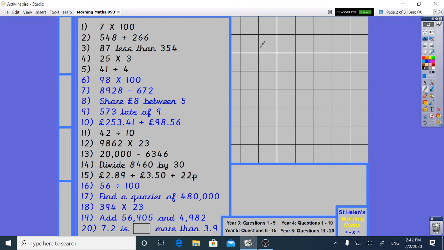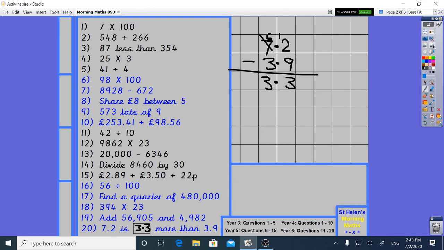And question 20. 7.2 is something more than 3.9. Well, to find this mystery, it's going to be a minus, so we're going to have to do that. But we must make sure our answer makes sense and that a minus was the correct thing to do. So we'll check that at the end. I can't say clearly enough that when you write something in one of these missing boxes, you must make sure it makes sense. 7.2 is 3 and a bit more than 3.9. Well, 7.2 is more than 3.9, so that makes sense.